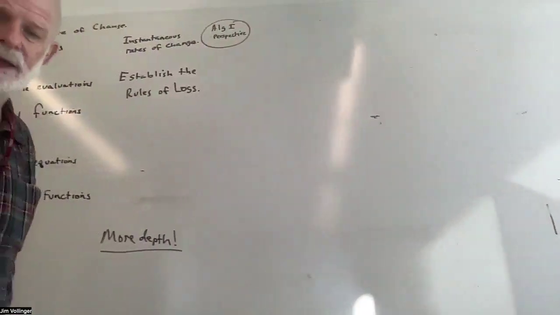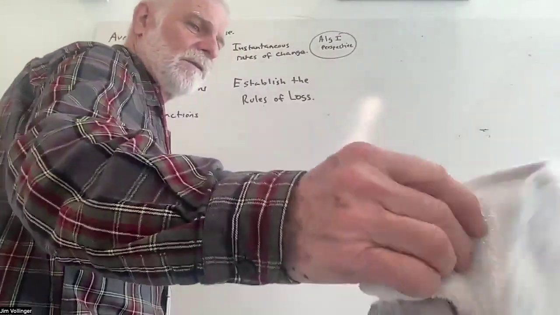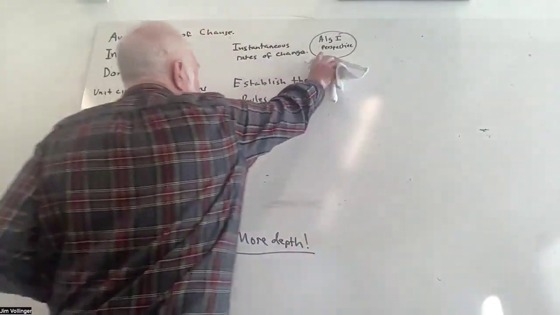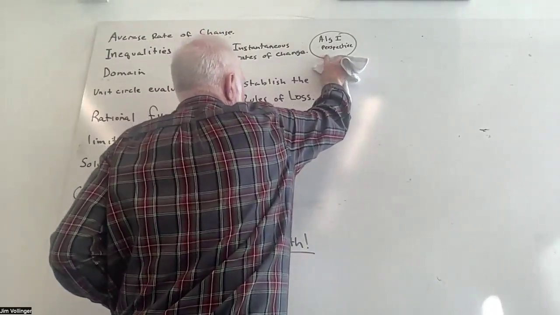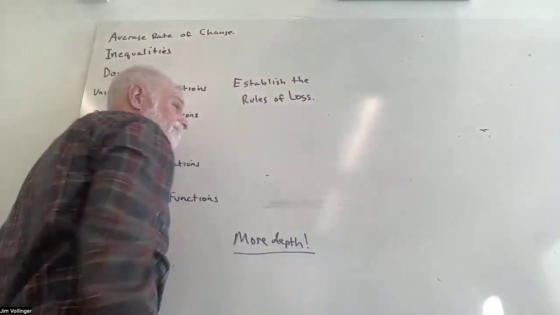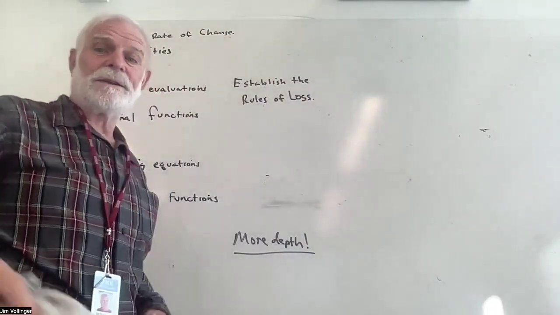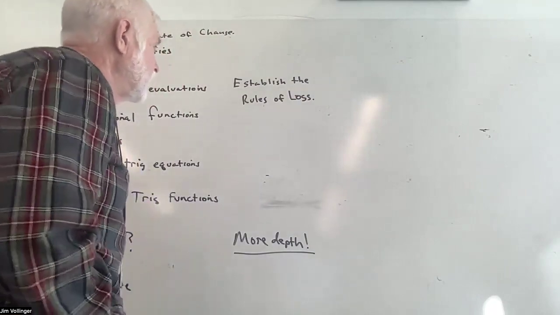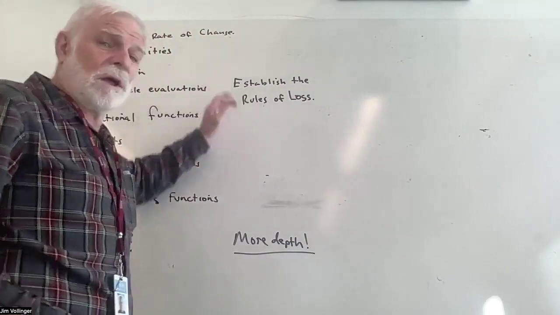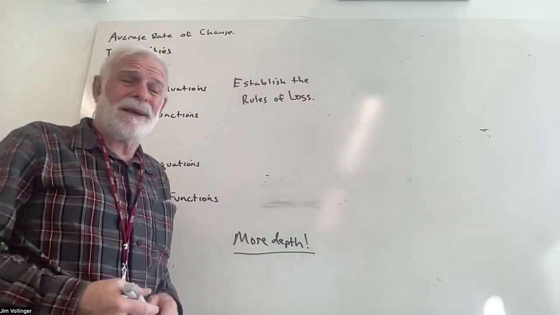Okay, so what are some of the other things that we're going to be looking at? Let me erase as we go. So we just talked about instantaneous rate of change. And I think that's an Algebra 1 perspective. I don't think I did anything there that was deeper than early algebra, change in y or change in x situation. So we're going to establish the rules of logs. We already have. Whether you realize it or not, we've already done that.